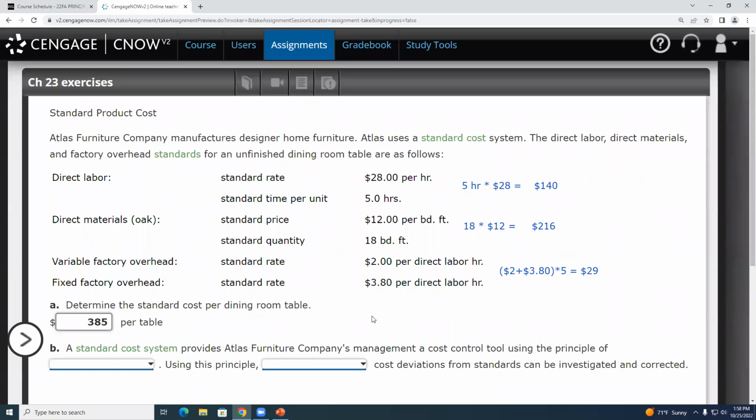At that point, we can decide from a management performance standpoint, is what actually happened close enough to the $385 that we're going to call it good? Or is there enough of a difference, of variance there, that we need to dig into this further to find out what did happen?